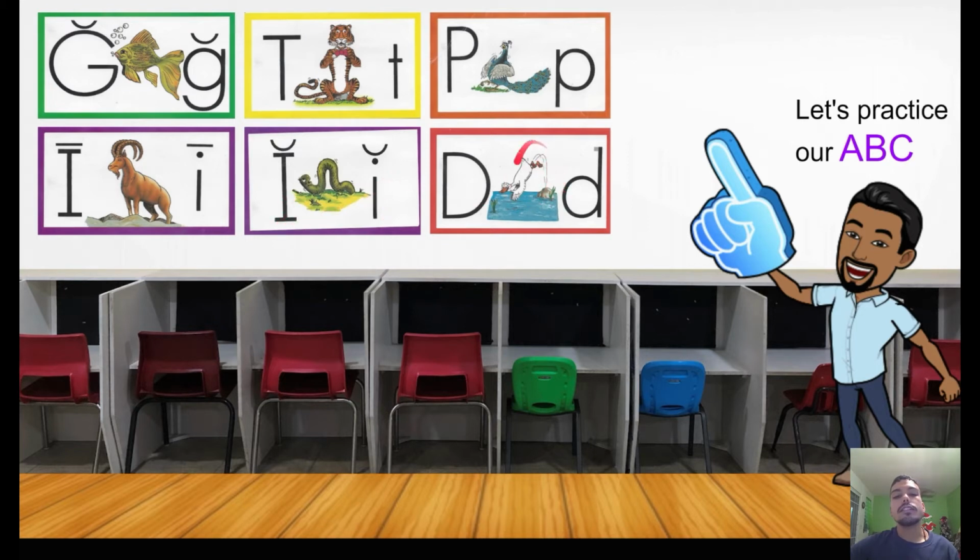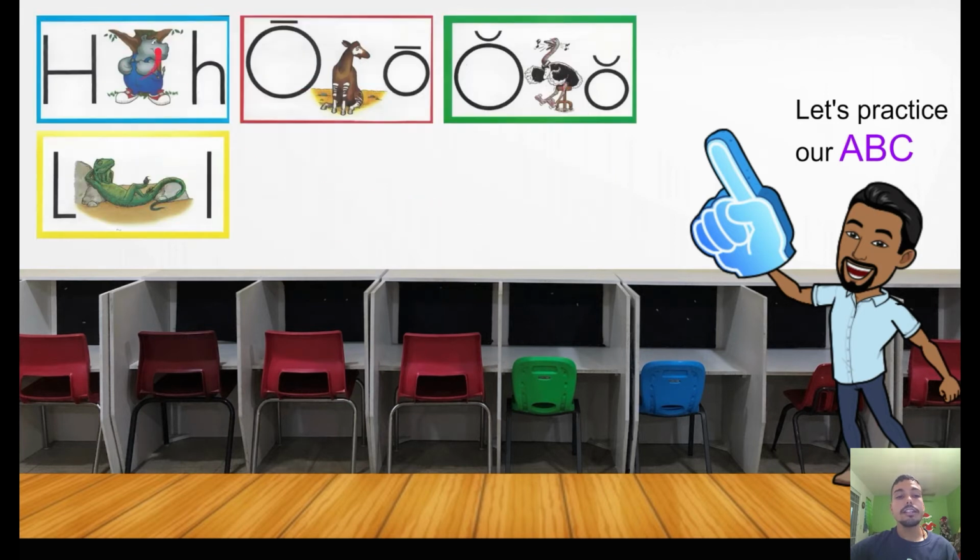The next friend here, its name is duck. And duck has a letter that sounds d. The letter D sounds d. The next friend here, its name is hippo. He has a letter that sounds h. The letter H sounds h.